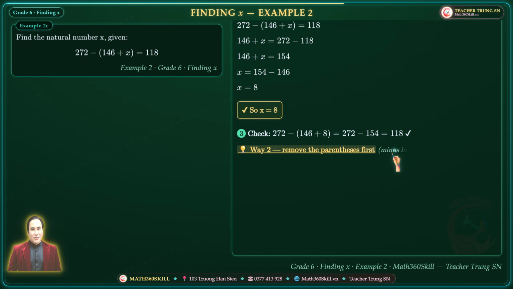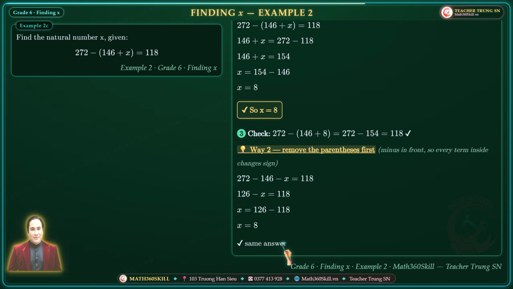Way 2, remove the parentheses. Careful here. There is a minus sign in front, so every term inside changes its sign. 272 minus 146 minus x equals 118. 272 minus 146 is 126. So 126 minus x equals 118. Here x is the subtrahend. So x equals 126 minus 118. So x equals 8. The same answer again.